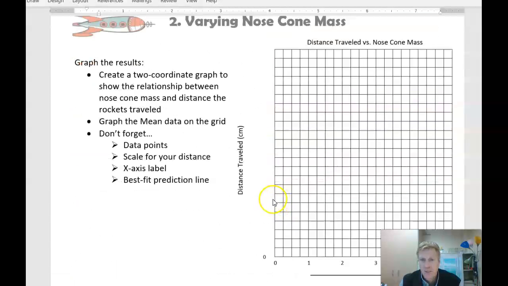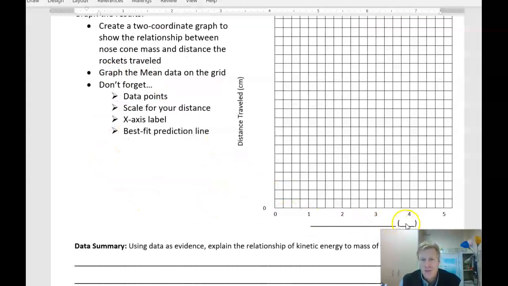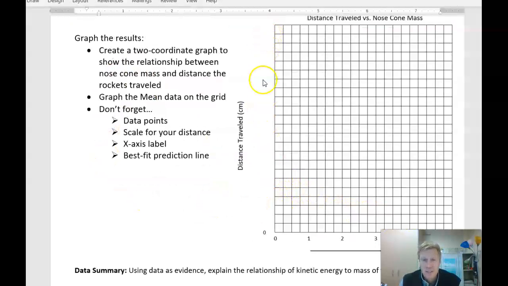We want to communicate our data in a way that is easily recognizable and easy to read for others. So follow the guidelines. Don't forget to include the labels, and you want to make a scale that will stretch out as far as it can and use as much space as possible.